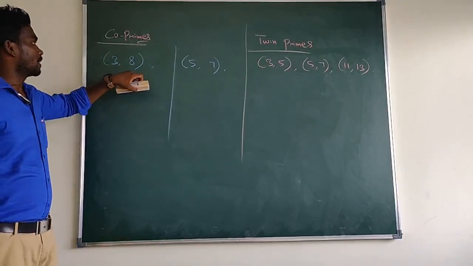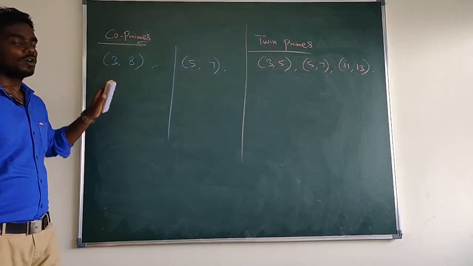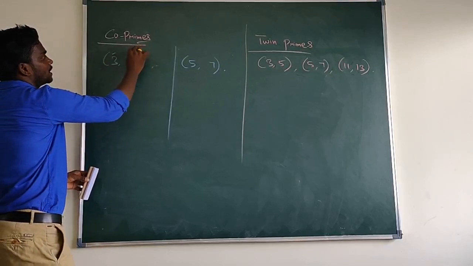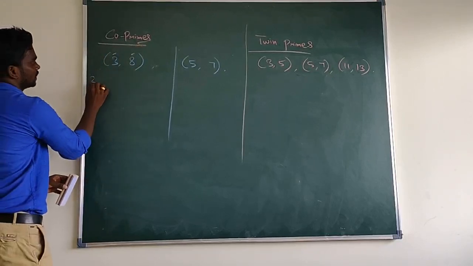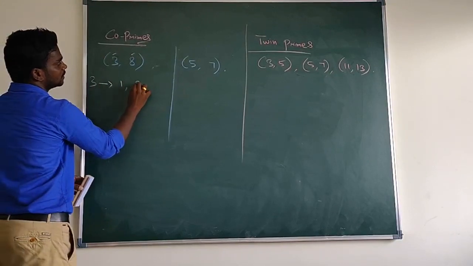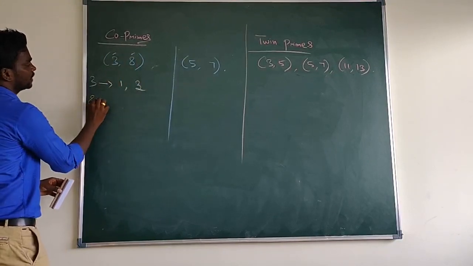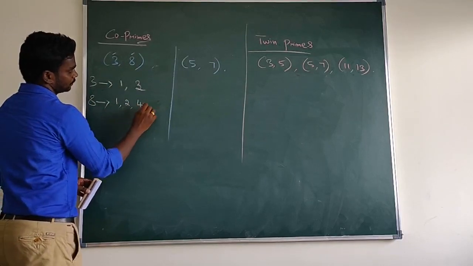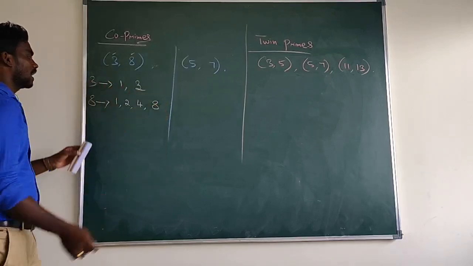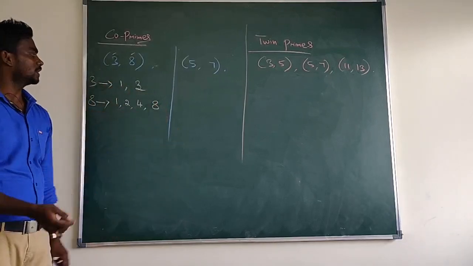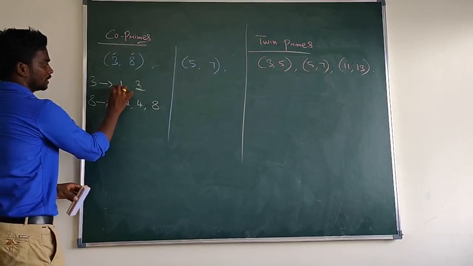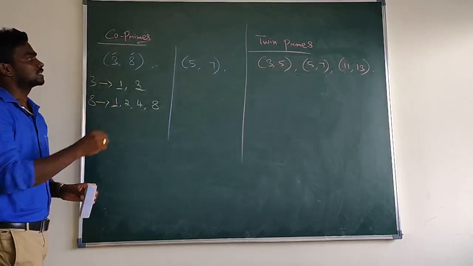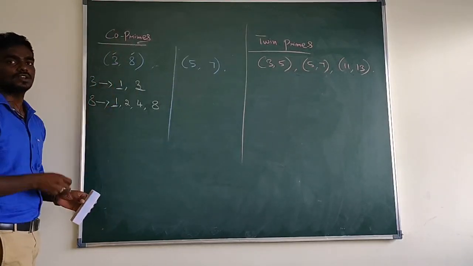Next one is co-prime numbers. So what are co-prime numbers? Actually, a co-prime number is not the same as a prime number. We can consider the numbers 3 and 8. Here 3 is a prime number and 8 is a composite number. What are the factors of 3? The factors of 3 are 1 and 3. What are the factors of 8? The factors of 8 are 1, 2, 4 and 8. See, what is the common factor for these two? The common factor for these two is 1 only. So numbers that have only 1 as a common factor are called co-prime numbers. So 3 and 8 are co-prime numbers.